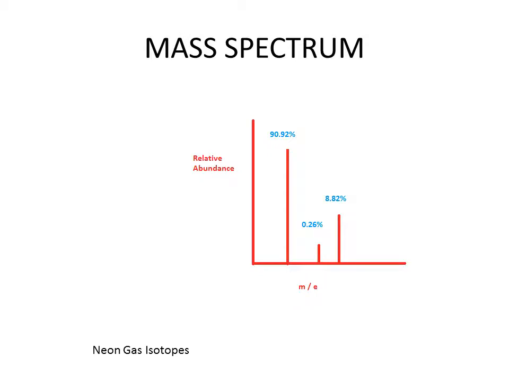Here is a simple graph between relative abundance and mass to charge value. This is the graph for neon. Neon has three isotopes, neon 20, neon 21 and neon 22. Here are the relative abundances which are shown: 90.92%, 0.26% and 8.82%. So these three peaks show that neon has three isotopes. And their relative abundances show in how much amount these isotopes are present in the earth crust.